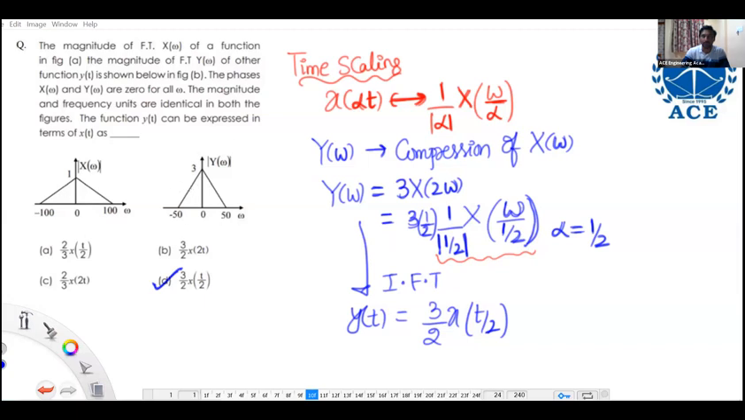Y omega is compression of X omega with amplitude scaling. 1 and 3 are given. That is the reason 3 into X of 2 omega. But what is the scaling property style, sir? 1 by mod alpha X of omega by alpha. So internally what I have done, X of omega by 1 by 2. We need 1 by mod alpha also, which is not there. So 1 by 2 adjustment done. This quantity is X of alpha t.